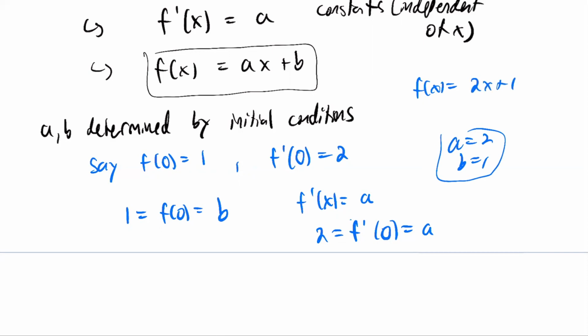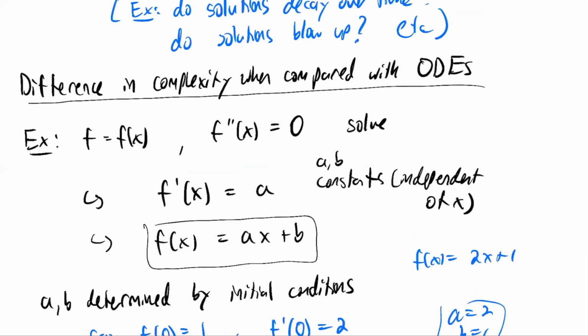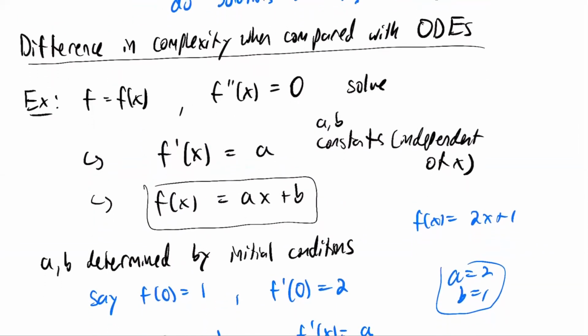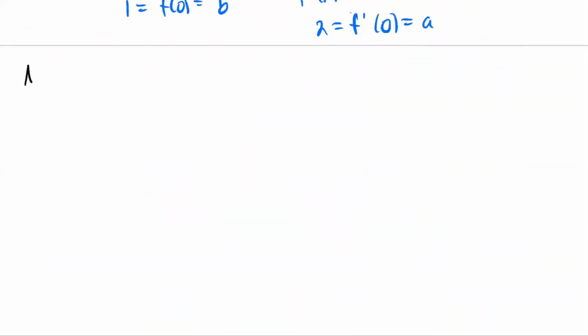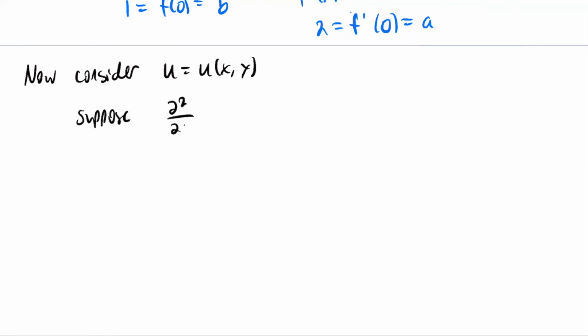Okay, well, now what we're going to do is consider the same equation, second derivative with respect to x, but for a function of two variables. And we're going to see how things change, right? So now let's consider instead a function u, which is a function of two variables, x and y. And let's suppose, though, that we have the same equation, right? So the second derivative with respect to x of u is equal to 0, or in shorthand, u xx is equal to 0. So how are we going to solve this equation?